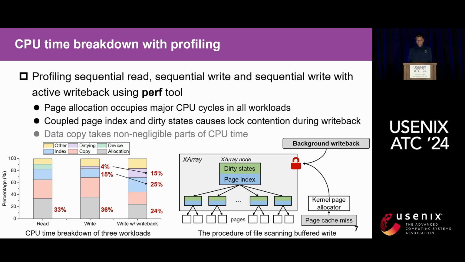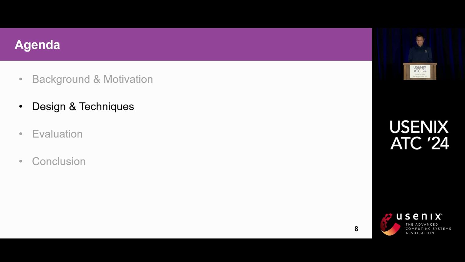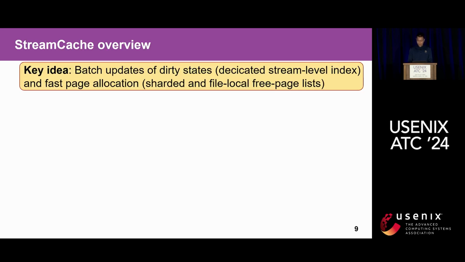Finally, data copy takes non-negligible parts of CPU time. However, as data copy between user and kernel space is inevitable in buffered I/O stack, this work does not optimize this part. Based on the above analysis, we built StreamCache to solve these problems.